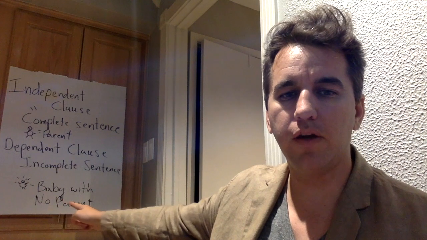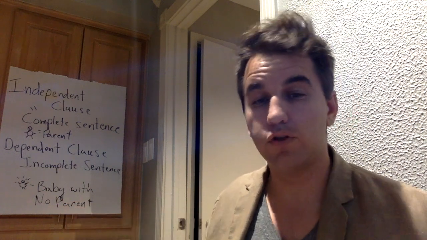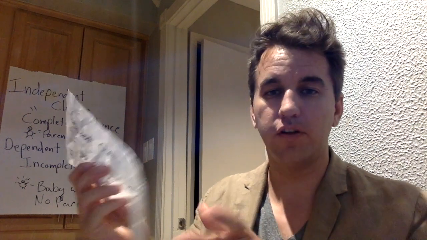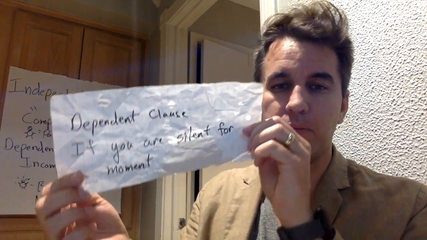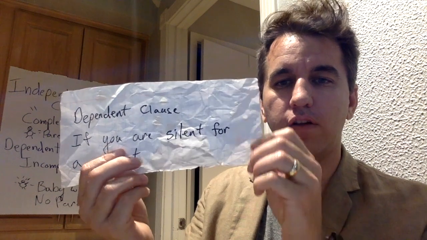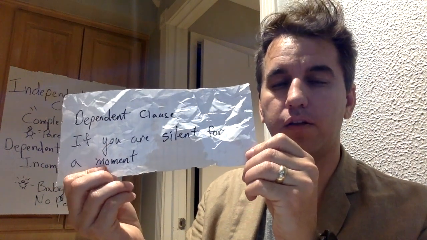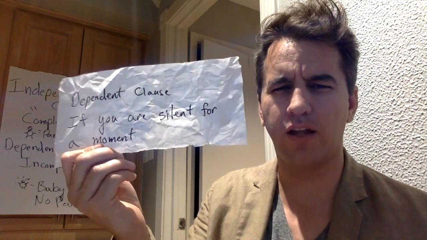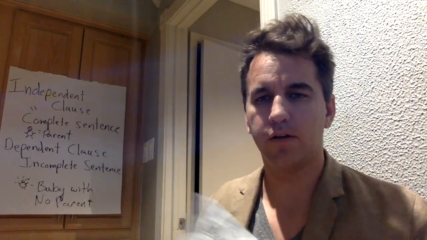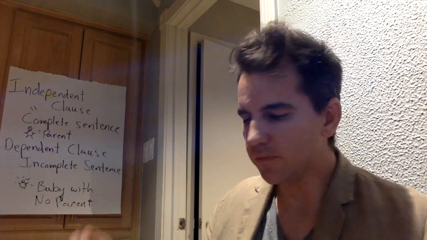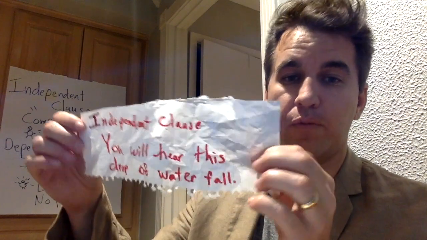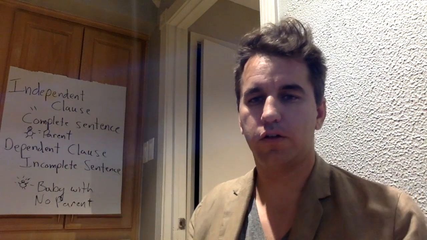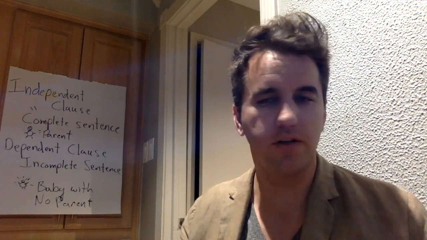It's like a baby with no parent, which would be disastrous, right? Because a baby can't take care of itself. So this dependent clause is scrambling around the place looking for somewhere to go to be complete. Like, where do I go? This doesn't make any sense on its own. If you are silent for a moment, what does that mean? Right? So if you are silent for a moment, here's the parent. You will hear this drop of water fall, which is what we demonstrated just now.